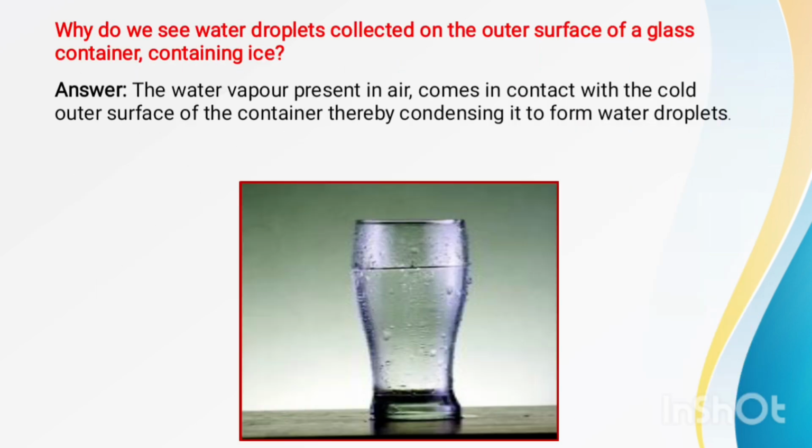So here is a tumbler of ice cold water. You can see there are water droplets on its outer surface. So why do we see water droplets collected on the outer surface of a glass container containing ice cold water? The water vapors present in air come in contact with the cold outer surface of the container, thereby condensing to form water droplets. So water droplets appear there.